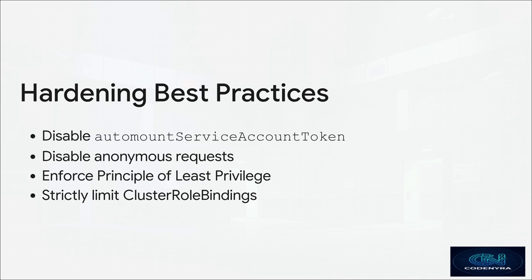Second, completely shut down anonymous requests to the API server. Third, absolutely enforce the principle of least privilege across the board. And finally, strictly limit any use of those dangerous ClusterRole bindings we talked about.